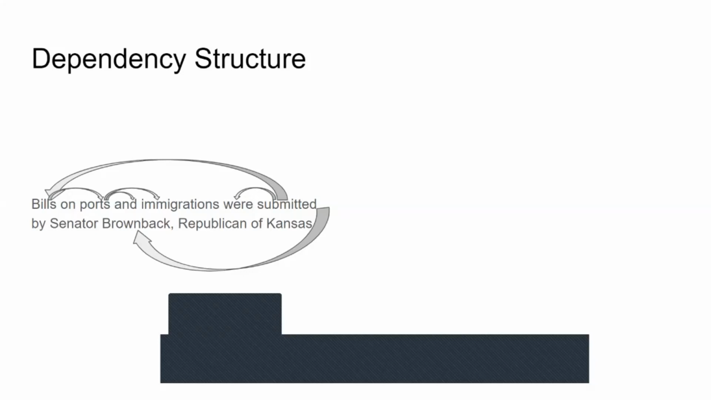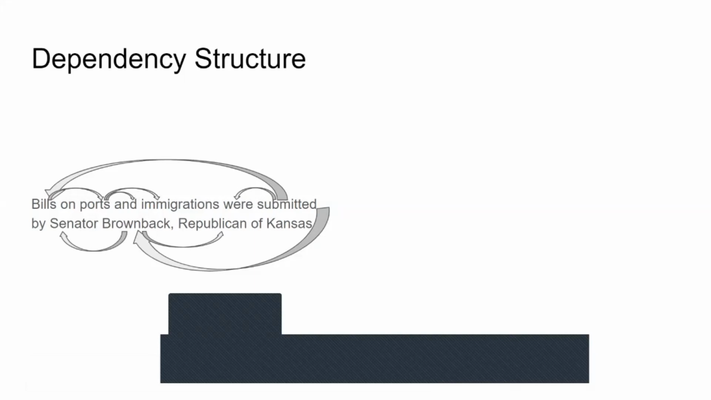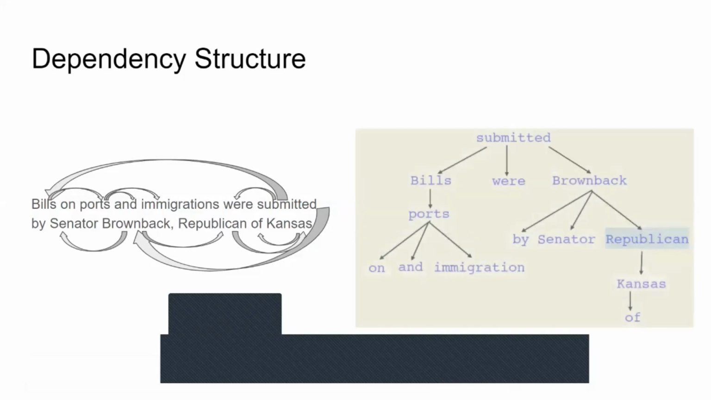And what else are we missing here? Republican of Kansas is providing more information about this person. So this part should be a dependent of this person. Also, it's a senator. So Senator Brownback, and Republican of Kansas are talking about the same guy. And here's the mini structure. Kansas is giving us more information about Republican, or this person's status.